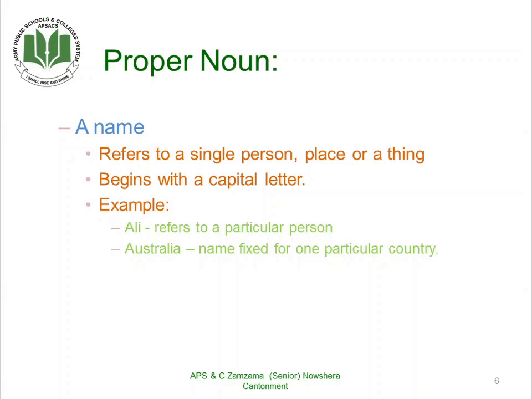Now coming towards the very first one, proper noun. As the name indicates, proper noun is actually a name. It can be a name of a country or person, place, or thing. It actually refers to a single person, place, or thing. And it should be kept in mind that a proper noun always begins with a capital letter. Let us come towards some examples. For example, Ali. Ali refers to a particular person. Australia. The name is fixed for one particular country.